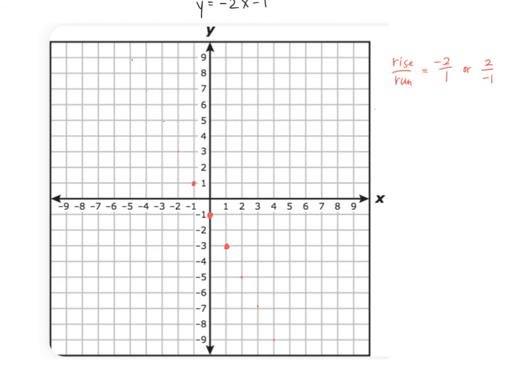Okay, and so then you would just connect these points, and you would have your line. Okay, so graph the y-intercept first, and then use the geometric interpretation of the slope to find other points and connect them. All right, I'm going to erase this one, and then we'll do number 20.